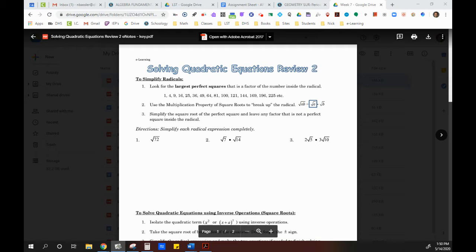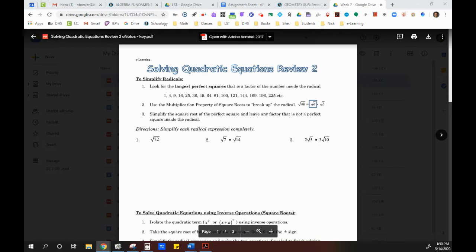Then we use the multiplication property of square roots to break up the radical. We take that one radical expression and break it up into two radicals using this multiplication property. The square root of a times b is the square root of your perfect square factor times some other factor. Then we simplify the square root of the perfect square and leave any factor that is not a perfect square inside the radical.